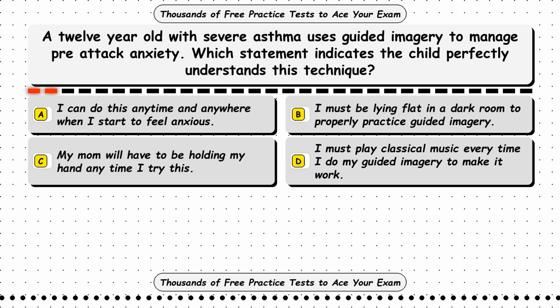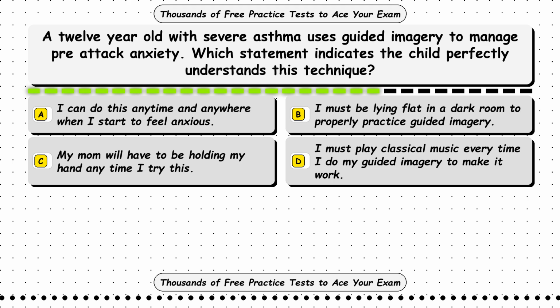Question 99. A 12-year-old with severe asthma uses guided imagery to manage pre-attack anxiety. Which statement indicates the child perfectly understands this technique? Option A. I can do this anytime and anywhere when I start to feel anxious. Option B. I must be lying flat in a dark room to properly practice guided imagery.